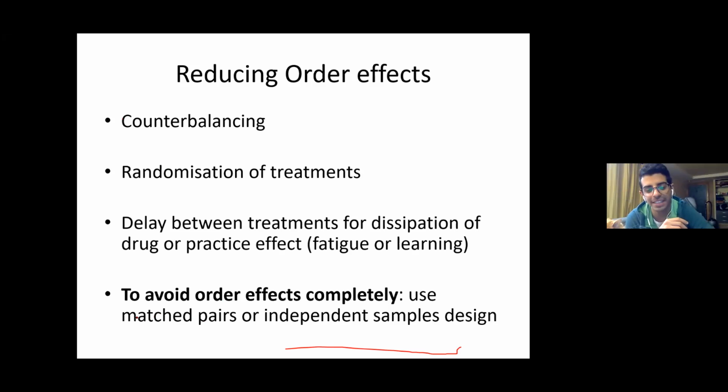So matched pairs in this case is like twins, right? Twins are considered a dependent sample t-test. If you use twins, they're not going to have order effects because they're two separate people, and even though they're two separate people, it's still considered a dependent sample t-test. The other one is delay. For example, you give him drug A, then you wait a month, then you give him drug B. This also reduces order effects.